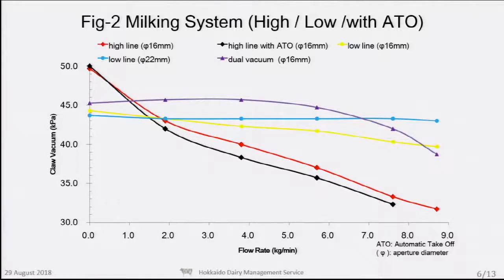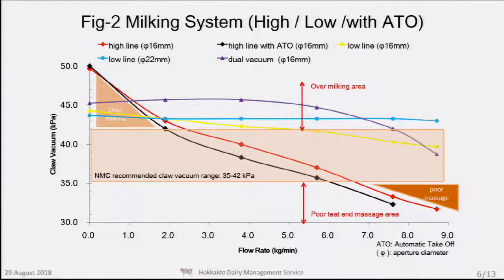Purple line curve is dual vacuum milking system on high line, named Superline system made by Orion Company in Japan. Milk line vacuum is 60 kilopascal, higher than common high line vacuum. Then vacuum lift loss is smaller than common high line system.